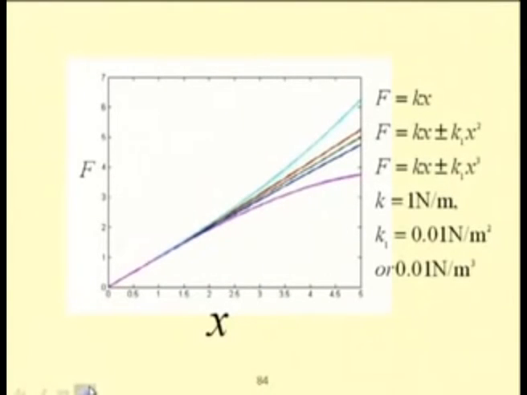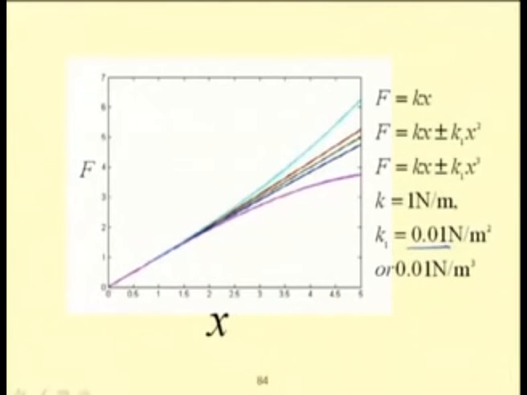So, for example, in the case of a linear spring, one can see what happens if we add some nonlinear term to it. Let us take k equal to 1 Newton per meter. This curve is F equal to kx, a linear curve. Then we add plus or minus k1 x square, where I have taken k1 equal to 0.01. So there is a slight variation from the linear.